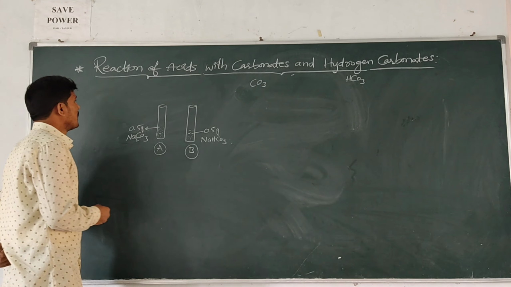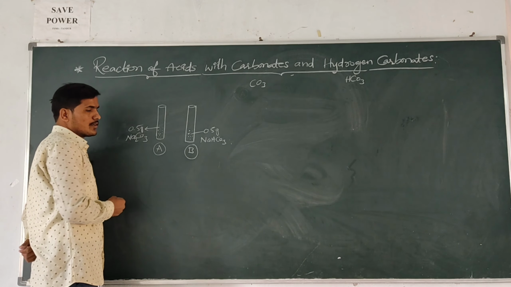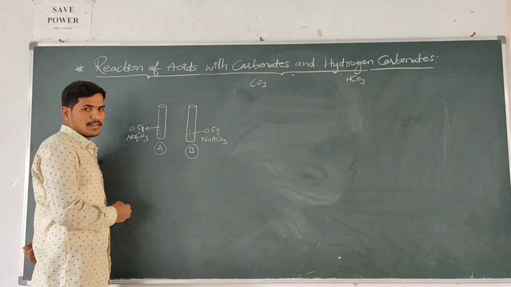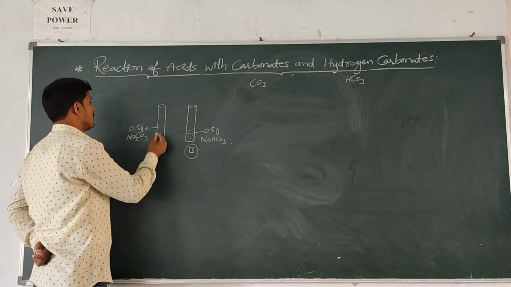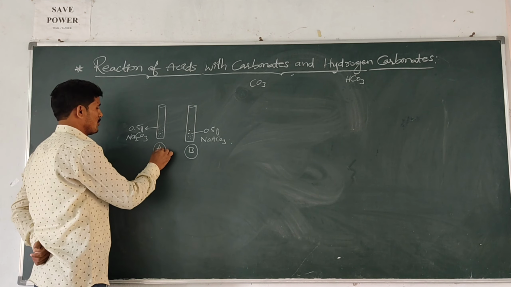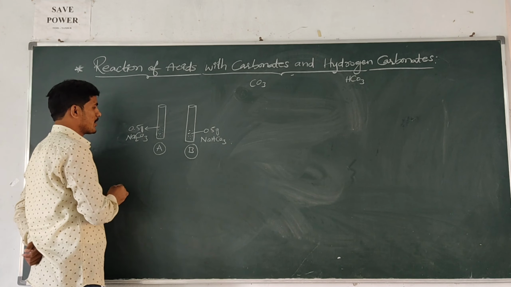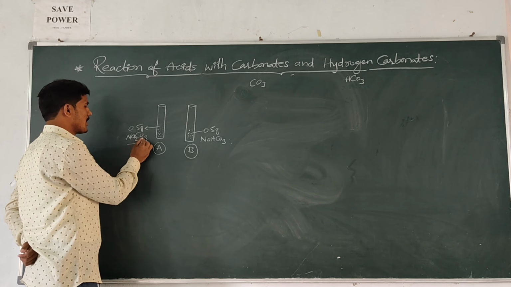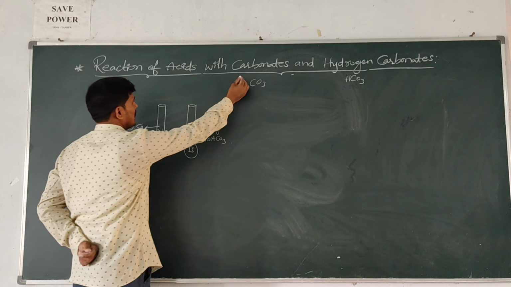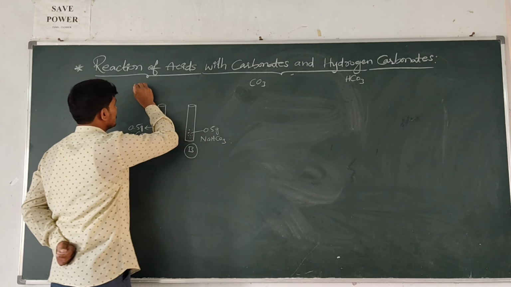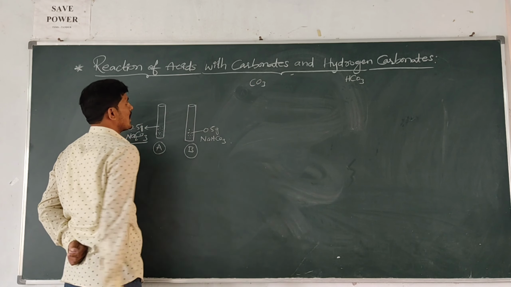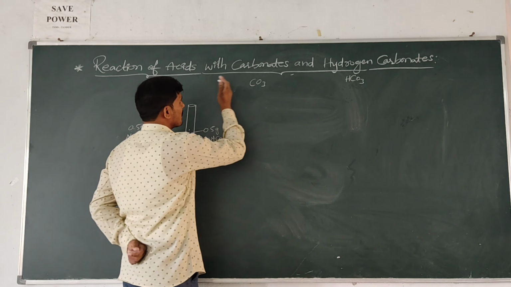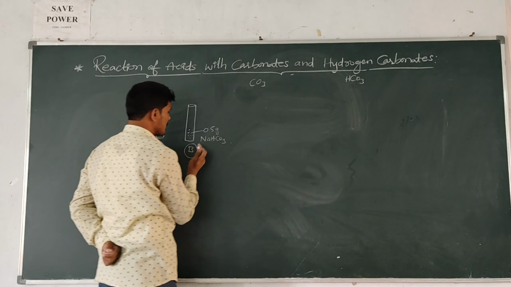See, for example, take two test tubes and label them A and B. In the first test tube, A, add 0.5 grams of sodium carbonate. Na2CO3 means sodium carbonate. What is the first heading here? Reaction of acids with carbonates. This is the first one. Reaction of acids with hydrogen carbonate. This is the second one.